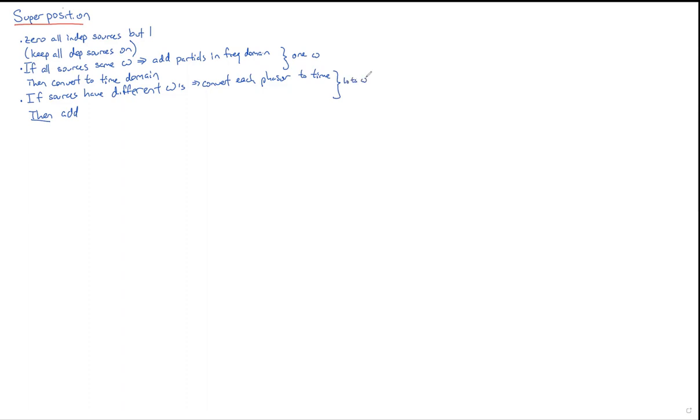So you couldn't possibly add them in the frequency domain because they all have different omegas. When you try to convert them back in the time domain at the end, which omega would you use for your one phasor? Whereas here, by converting each phasor to the time domain, you can use all the different omegas for each conversion. And then when you add them, you'll have a sum of a bunch of different frequencies.